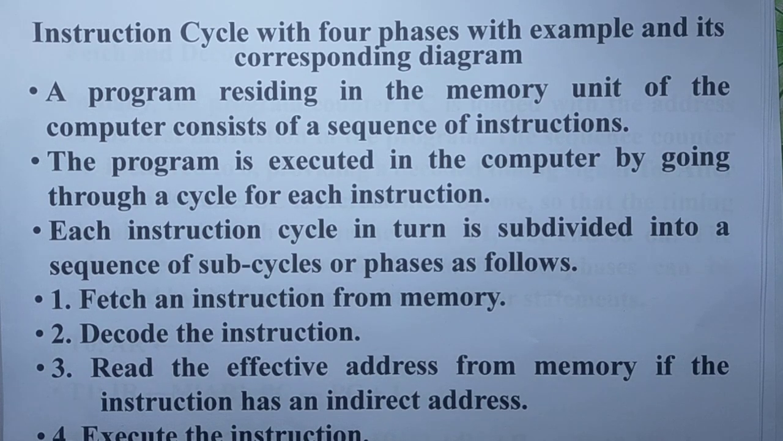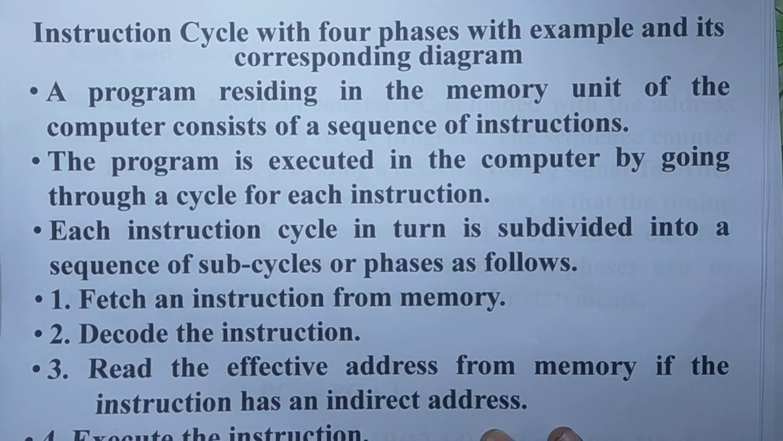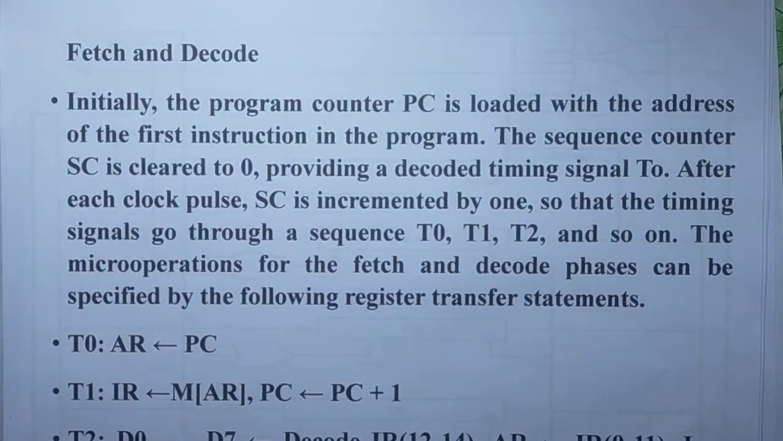So we can describe the instruction cycle as having a number of phases. Normally we consider 4 phases. First is fetch an instruction from memory, next decode that instruction, next read the effective address of the operand from memory if it is indirect; if it is direct, no need. Next execute that instruction. These 4 phases are required for any kind of instruction. Next we will discuss them one after another.